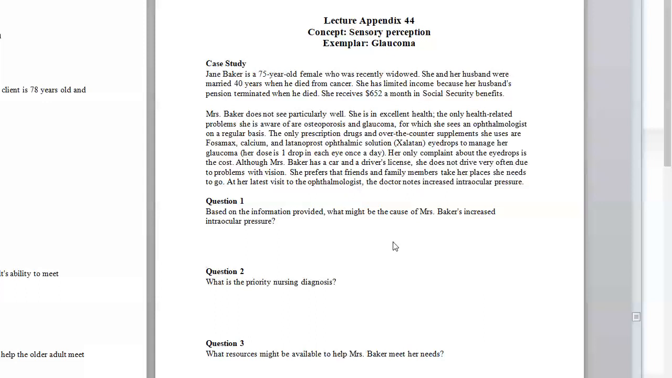Although Mrs. Baker has a car and a driver's license, she does not drive very often due to problems with vision. She prefers that friends and family members take her places. At her latest visit to the ophthalmologist, the doctor notes increased intraocular pressure. Based on the information provided, what might be the cause of Mrs. Baker's increased intraocular pressure? There could be a lot of things.